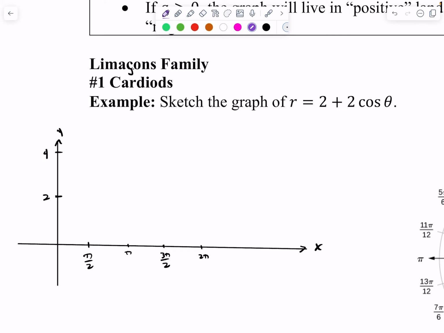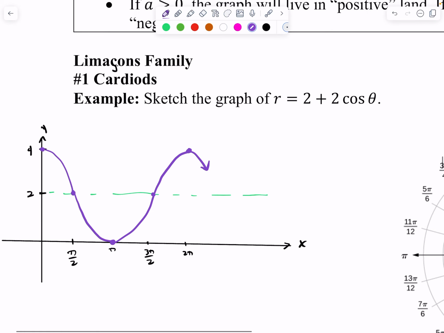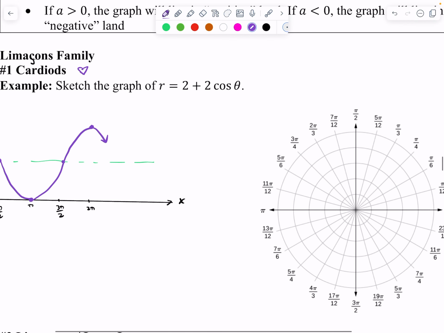Okay, so the graph starts high because it's cosine. It might be helpful if I draw the midline. Then come down and finish high. Okay, so let's plot those points and see what we end up with. And this is a cardioid. We talked about cardioids before. They end up making kind of heart-shaped curves.